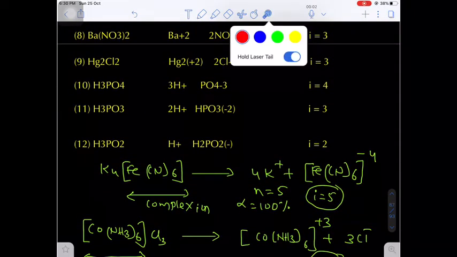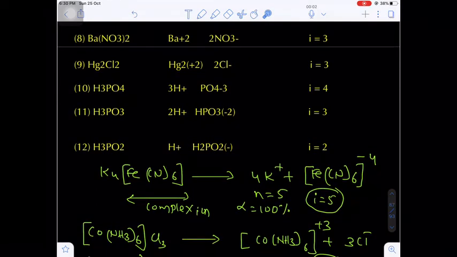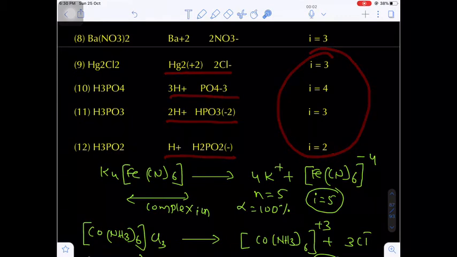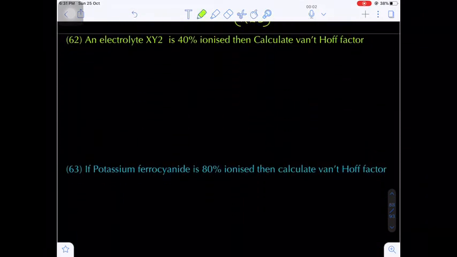We have to remember how the solute is undergoing dissociation in the aqueous medium. That should be very, very important. Unless we know how the solute dissociates into its constituent ions, it is difficult to analyze the iota, that is the Van 't Hoff factor. Okay. Now there are some questions regarding the degree of dissociation or Van 't Hoff factor. Question number 62. An electrolyte AX2 is 40% ionized. Calculate the Van 't Hoff factor.